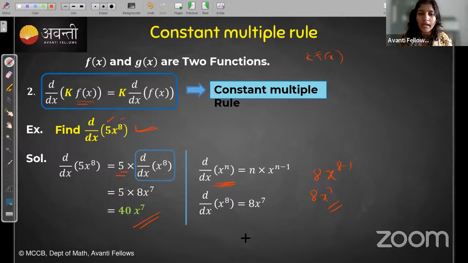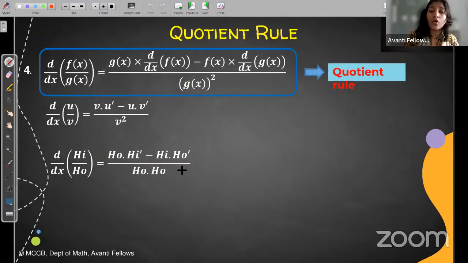So is it clear to you all? Any doubt in this? If any doubt, please text in the chat box. Okay. So if no doubt, then we'll move ahead. We'll see the next rule. Okay. What is the next rule? Next rule is quotient rule.